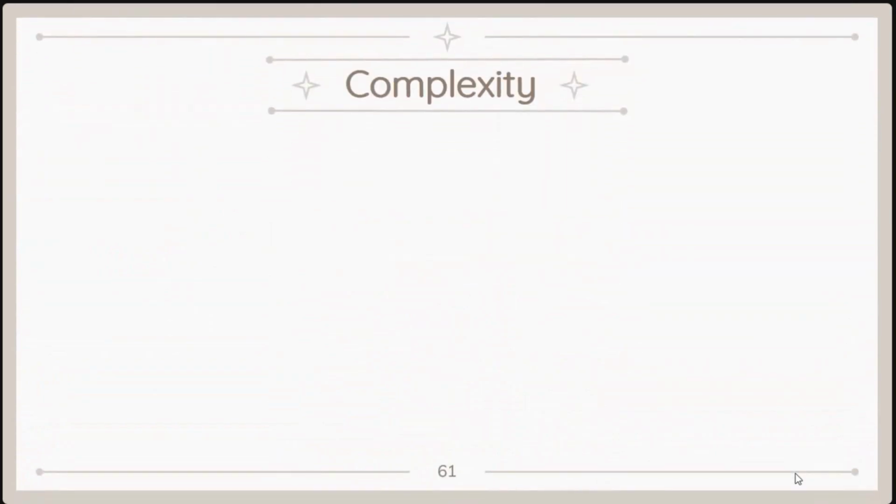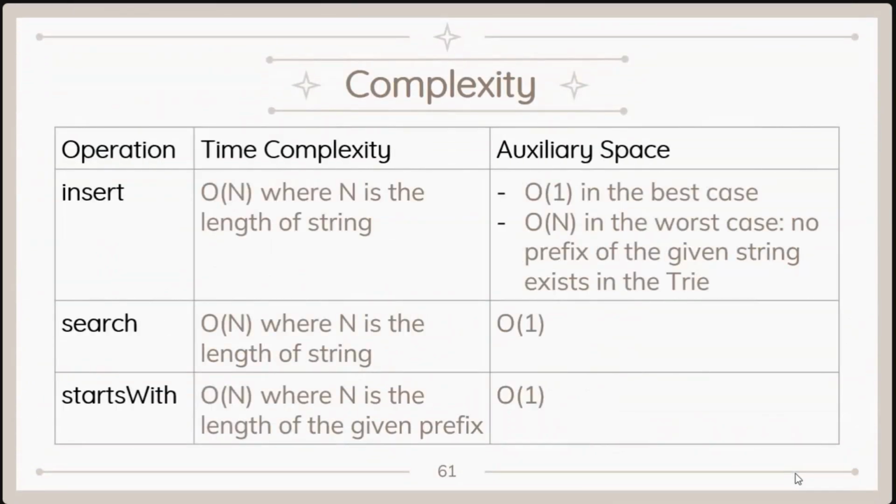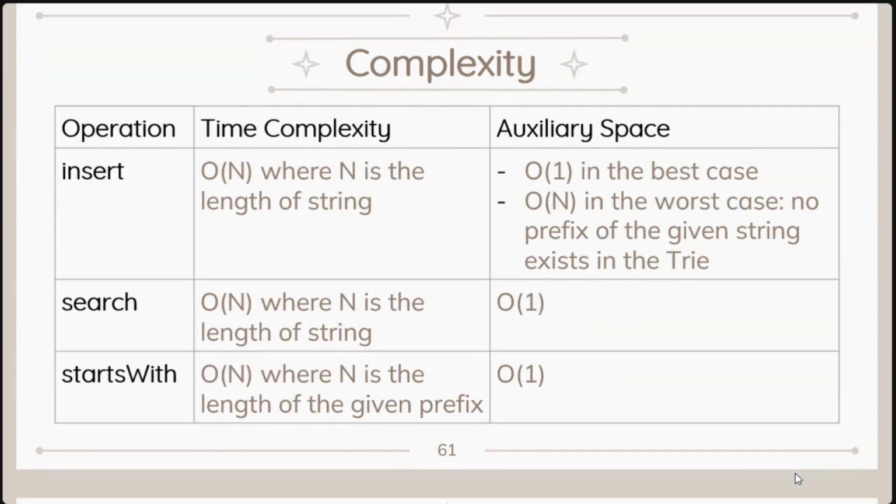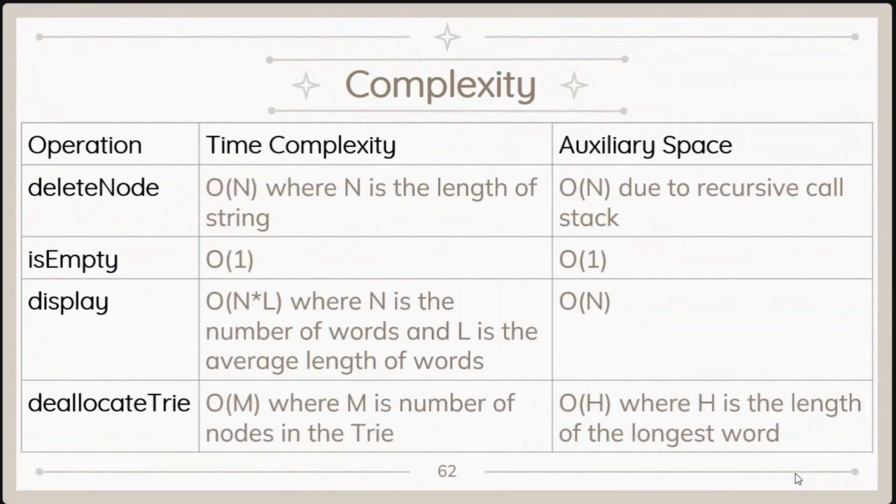For the complexity, as you can see on the screen, we have listed out all the functions and the time complexity, as well as the auxiliary space that each function takes. I think it is quite simple to understand, so I just show it here. So yeah, that's all for my part. We will come to the next part.